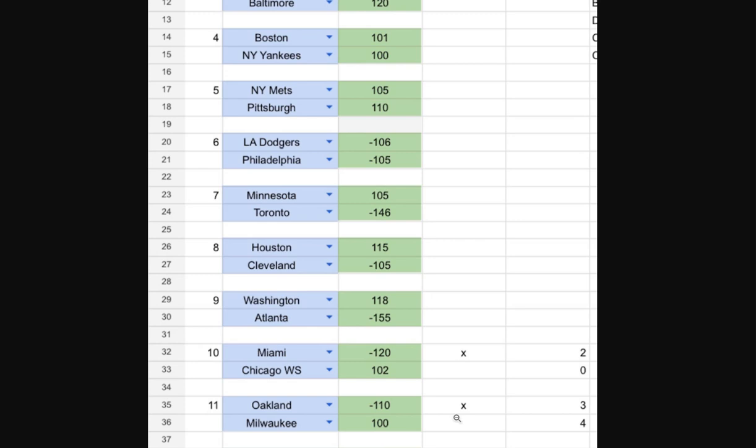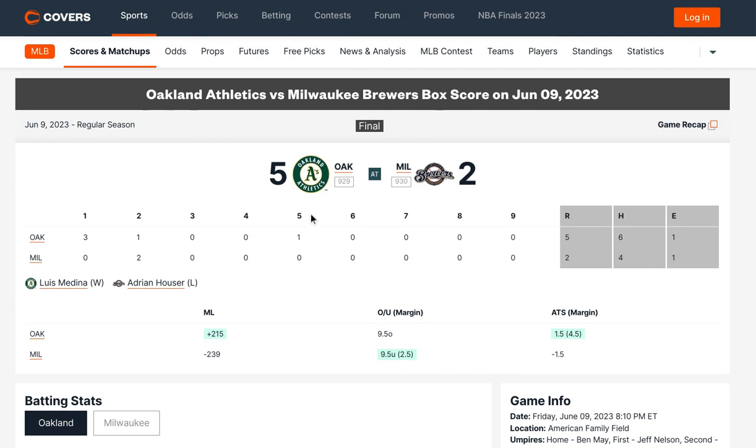So on Friday, our line was Oakland minus 110, Milwaukee plus 100. And then obviously the result of that, Oakland won that game 5-2 and cashed at plus 215.